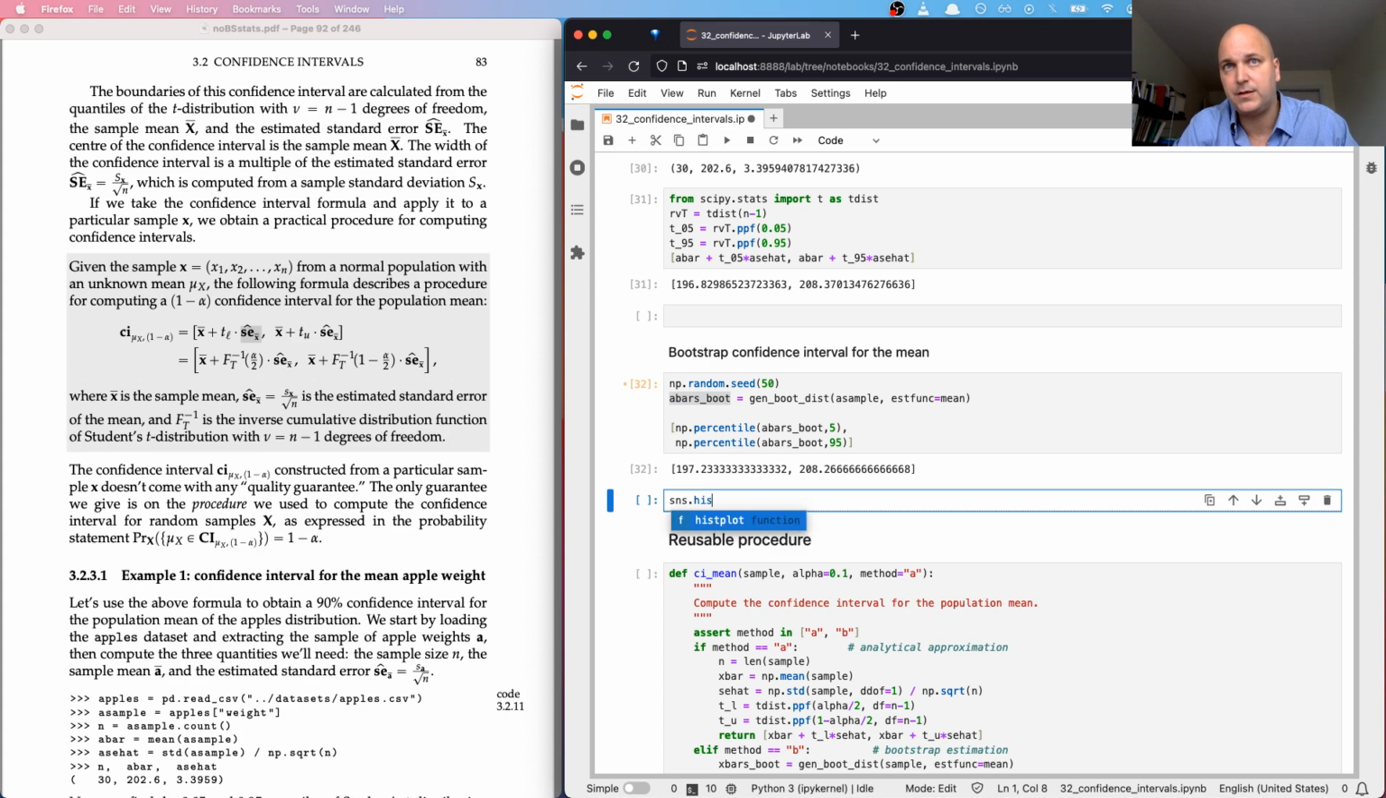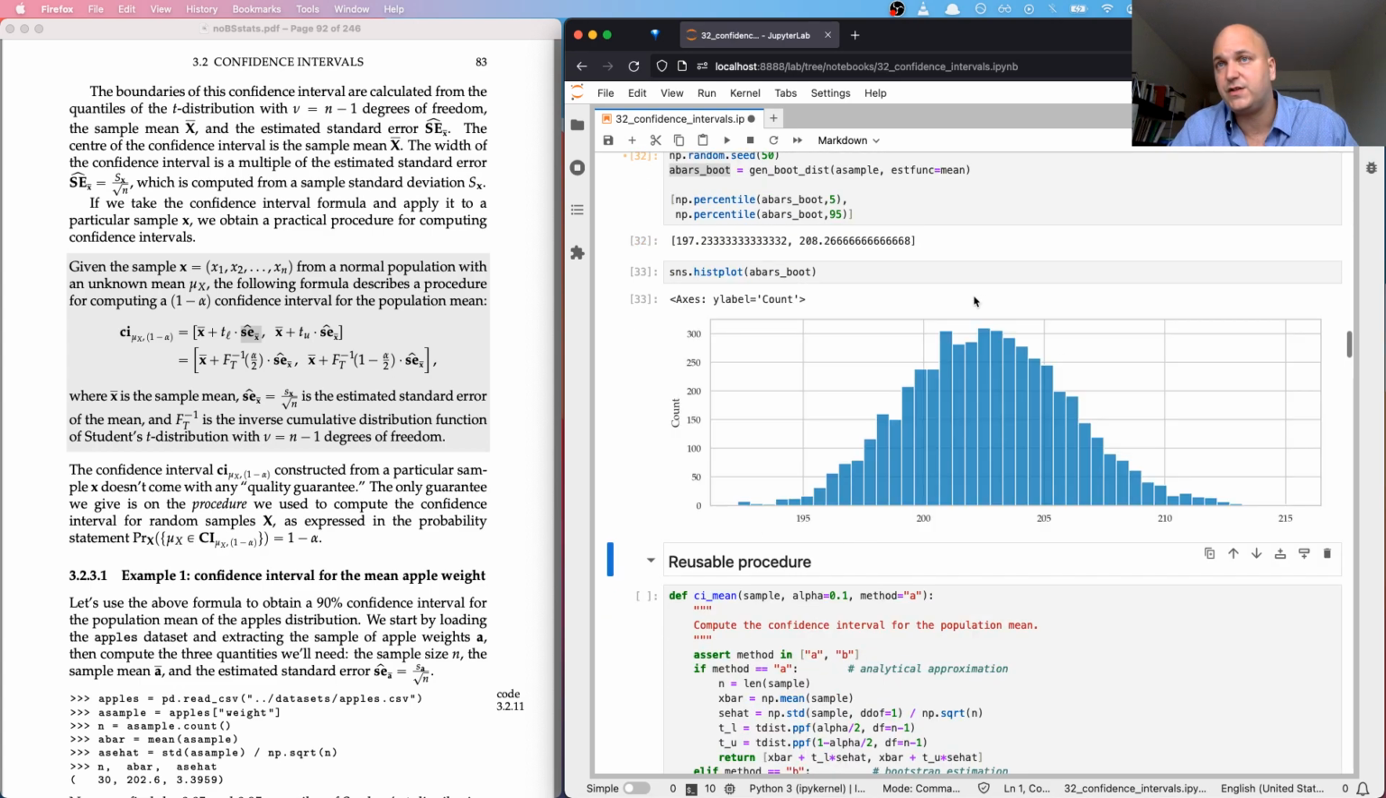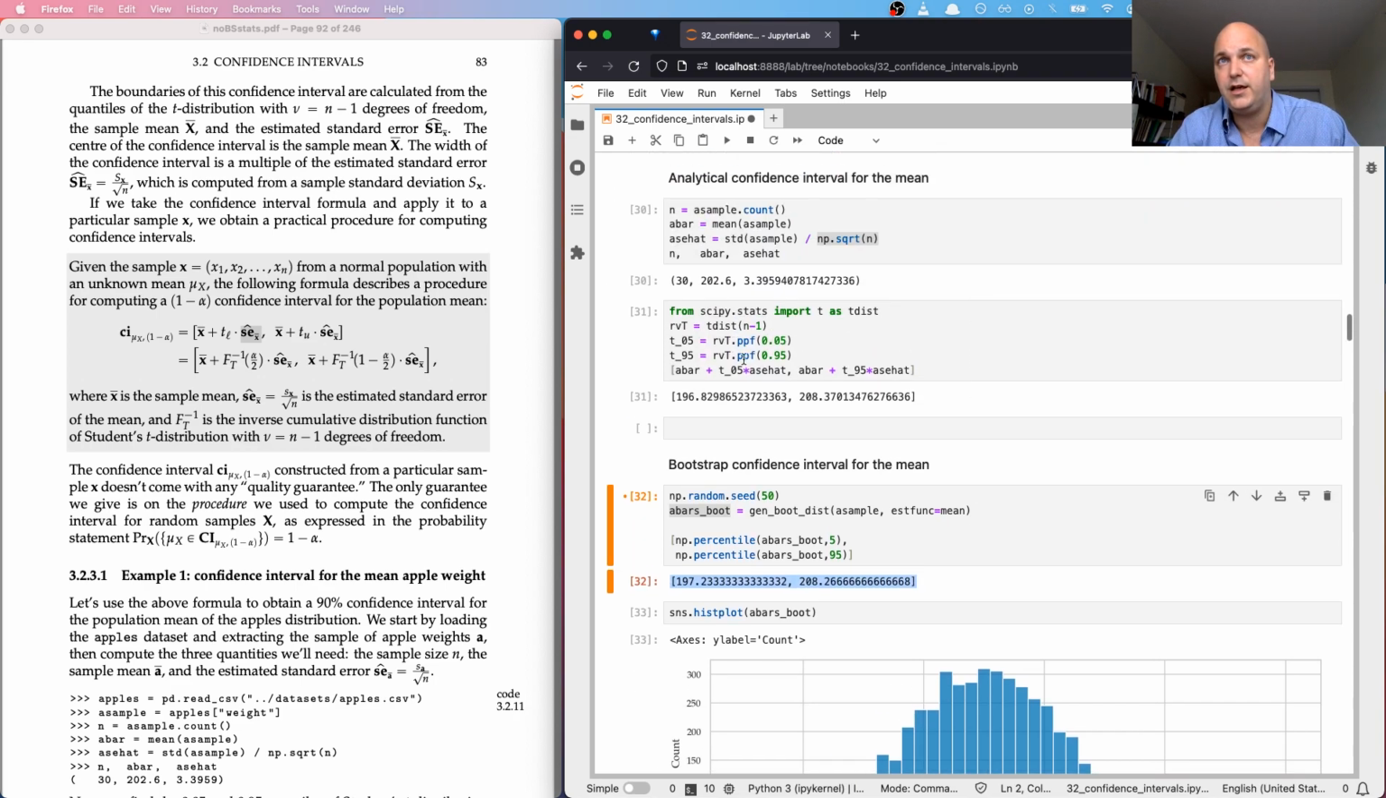Hist plot. So this is the sampling distribution, the bootstrap distribution for the sample mean. You see, it has quite a bit of variability. These are the real sample means we can expect. And by cutting off the bottom 5%, somewhere here, 97, and the top 5%, we end up with this confidence interval.